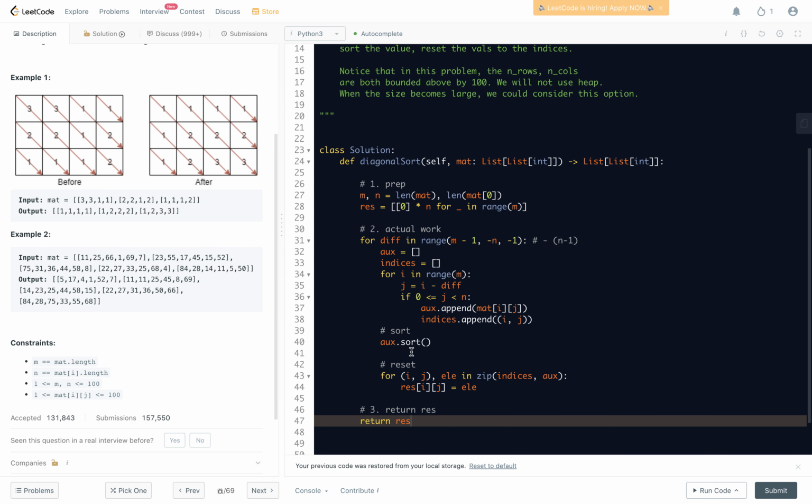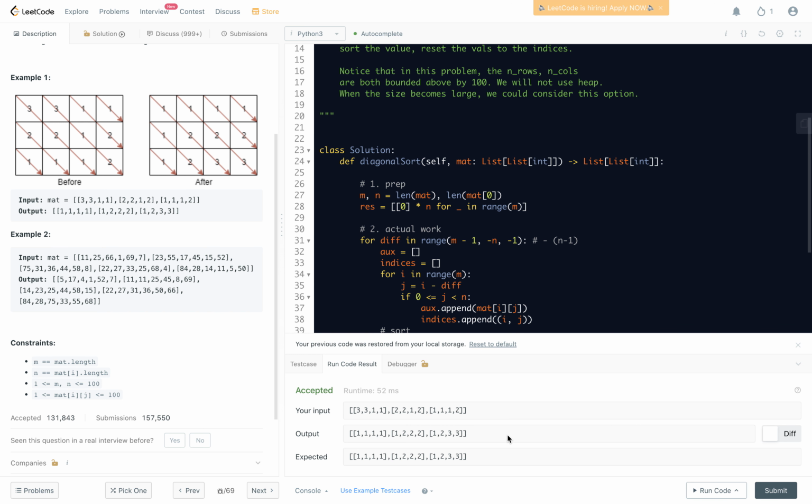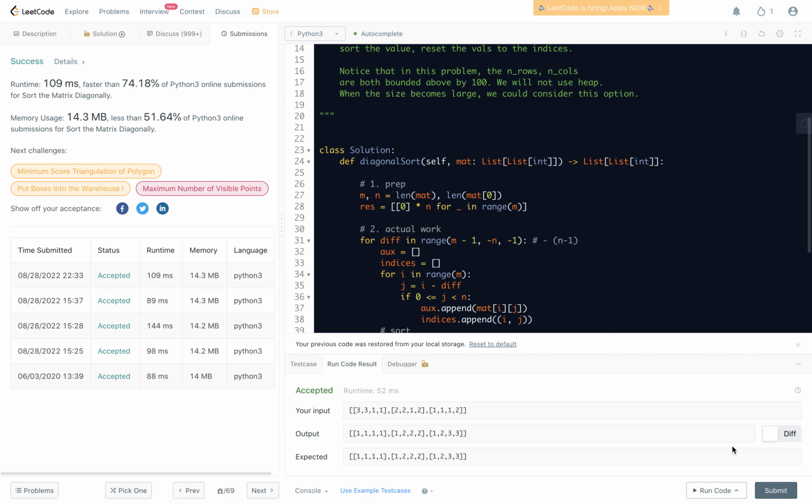So that's the full solution to this problem, one of the formats, I would say. Let's do a special case check first. Yeah, it passes the first example. Now let's do a generic case check. Yeah, it passes all the cases.